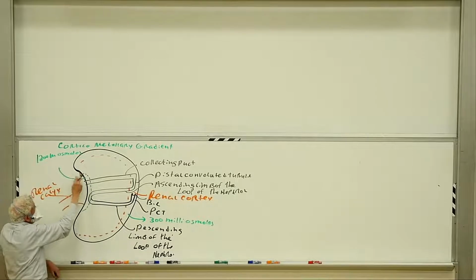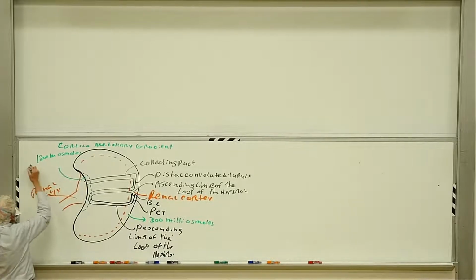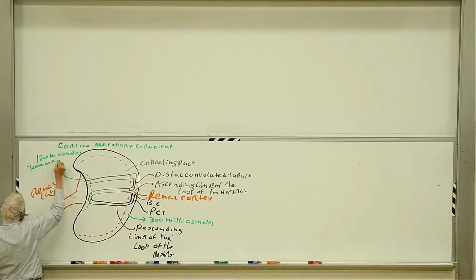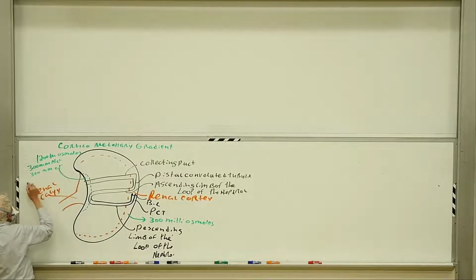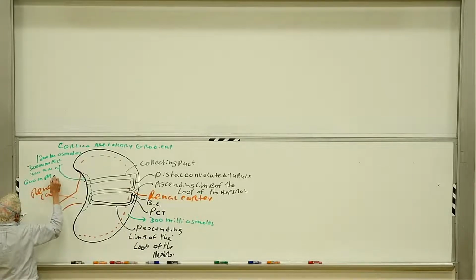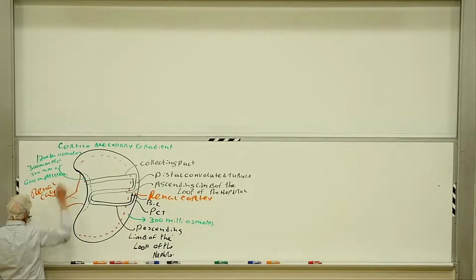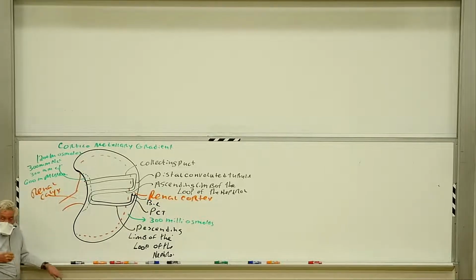These concentrations of about 1,200 milliosmoles are composed of 300 millimolar sodium and 300 millimolar chloride and about 600 millimolar urea. Remember what urea is. Urea is that waste product which has been generated from the catabolism of proteins. It's been generated from the ammonia, that's the waste product, and in the liver we generate urea.